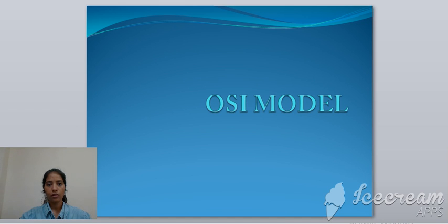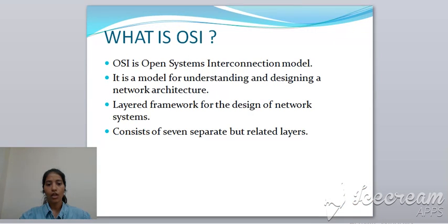Today we are going to learn about the topic OSI model. Now the question arises, what is OSI model? OSI model is Open Systems Interconnection Model. It is a model for understanding and designing a network architecture. It is a layered framework for the design of network systems for communication. It is composed of 7 separate but related layers.